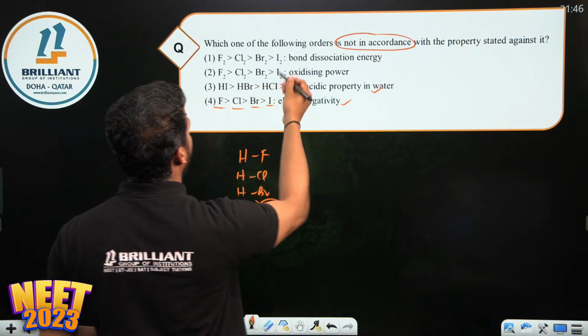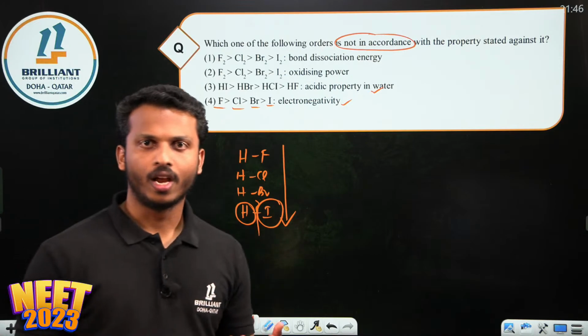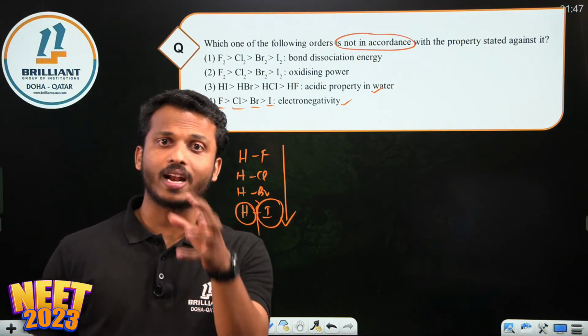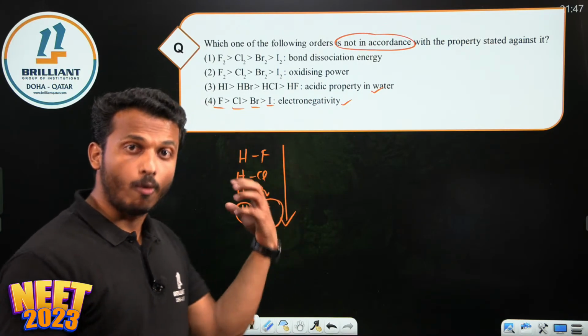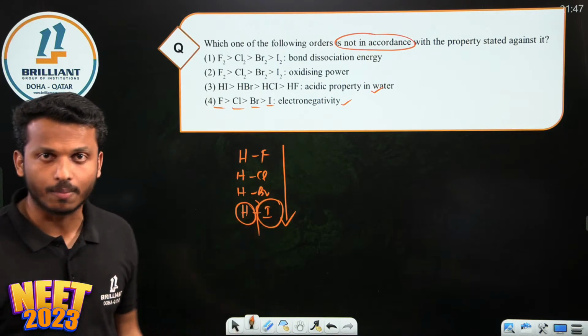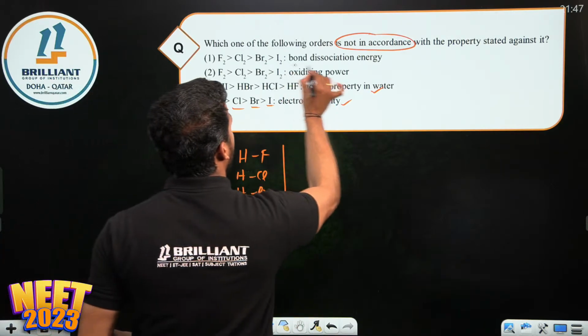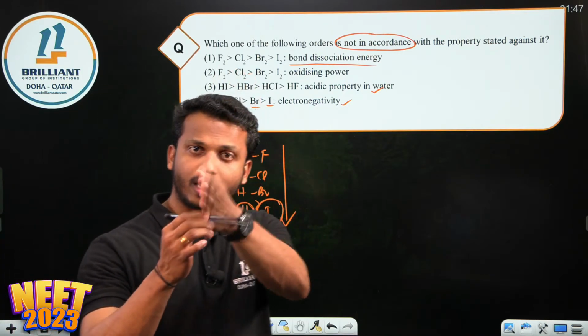Fluorine, chlorine, bromine, iodine, oxidizing power. Oxidizing agent means they can undergo reduction. Reduction means they can gain electrons. Fluorine is the most electronegative element. Yes, they can gain electrons. So that is also the oxidizing power. Bond dissociation energy. What is bond dissociation energy? Amount of energy required to break the bond.